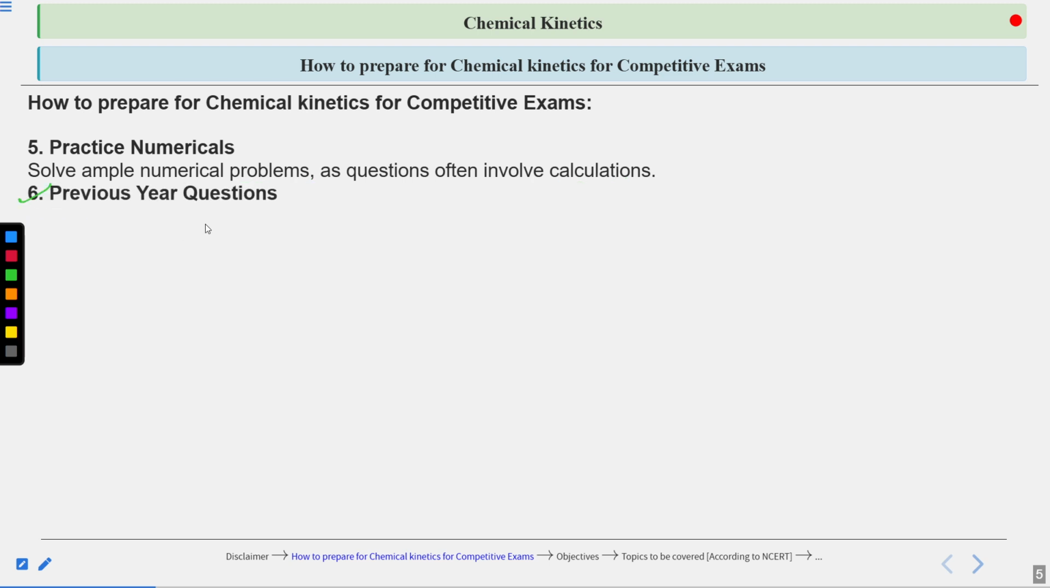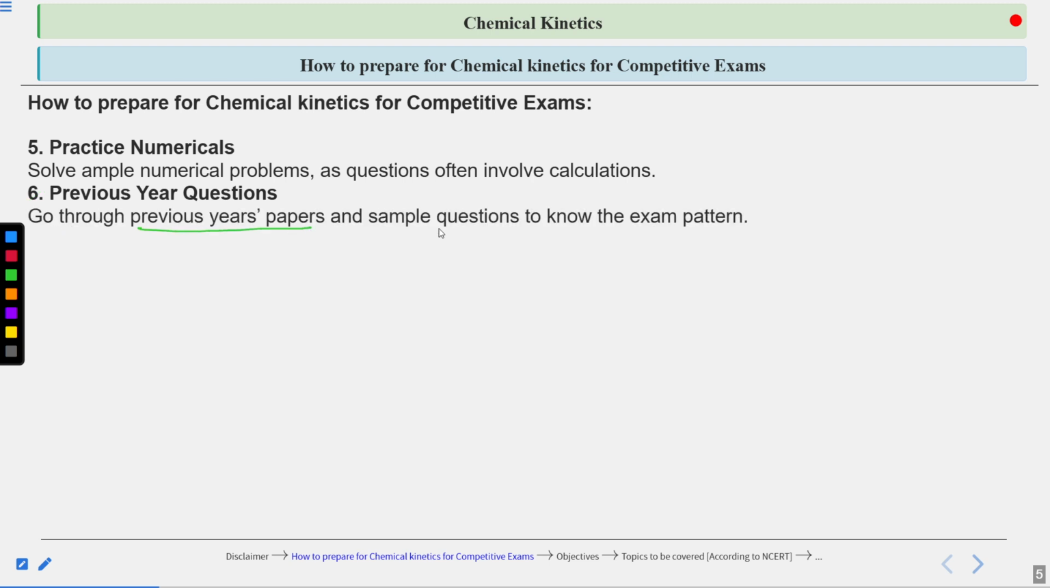And the sixth point you can consider in the preparation for competitive exams is previous year questions. Practicing previous year questions is very important to know the pattern, how your particular exam is repeating, what type of questions the exam is giving, and what pattern of questions is repeating or being asked in those examinations. So go through the previous year papers and the sample questions to know the exam pattern.